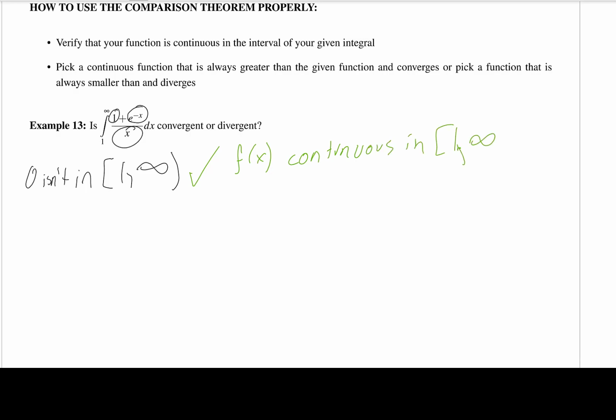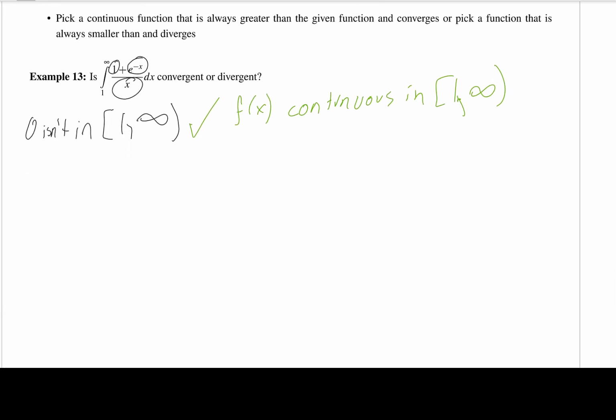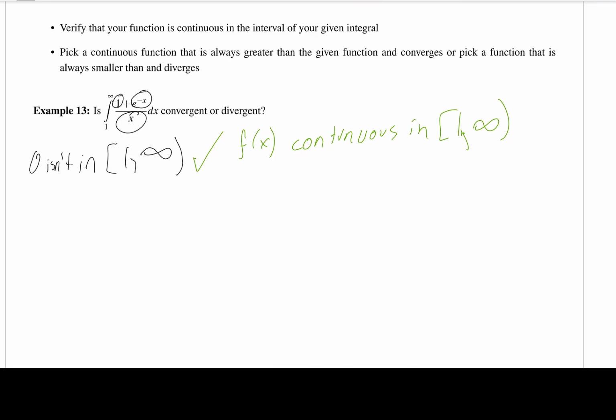Right. So this is our first thing to check. Is the function continuous in our interval? We want our interval to be from a to infinity, where a is a positive number, which we have that our a here would be 1. Now we want to pick a continuous function that is always greater than f of x, and it converges, or we want to pick a function that is always smaller than it, and it diverges. So let's see how we do that. So this was step 1.